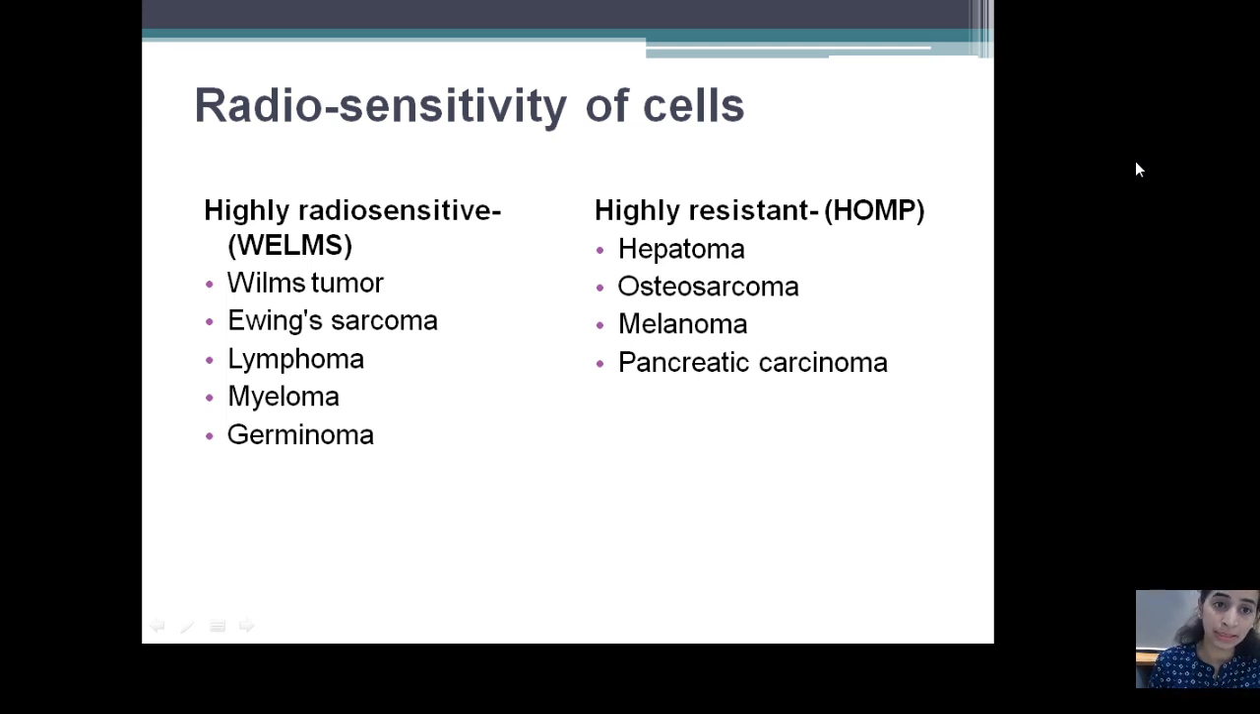So the highly sensitive tumors we can remember as WELMS: Wilms tumor, Ewing sarcoma, lymphoma, myeloma, and germinoma. These are some examples of the highly radiosensitive tumors. Then we have the highly radioresistant tumors, which can be remembered as HOMP: hepatoma, osteosarcoma, melanoma, and pancreatic carcinoma.